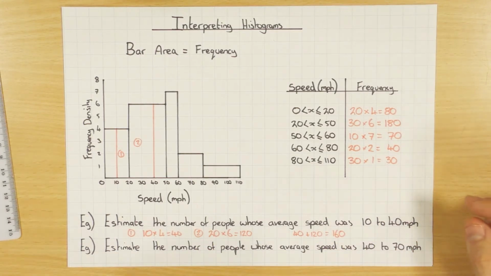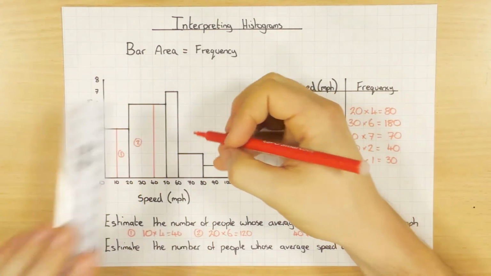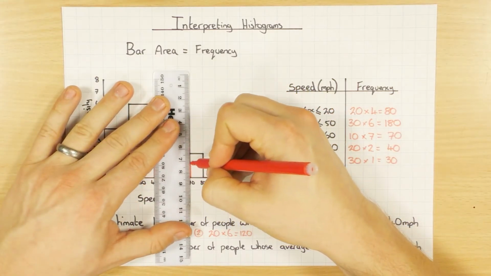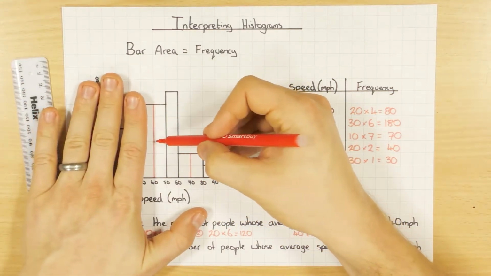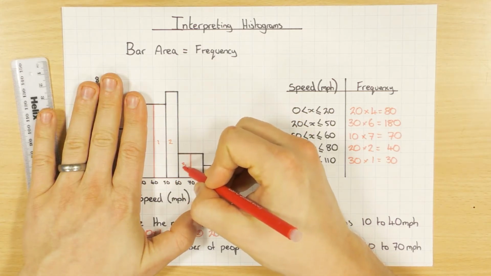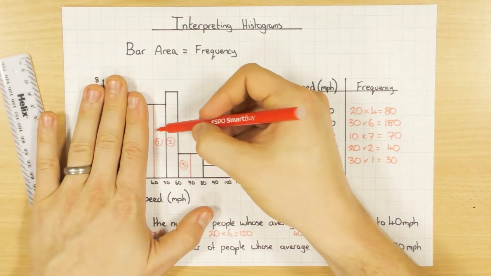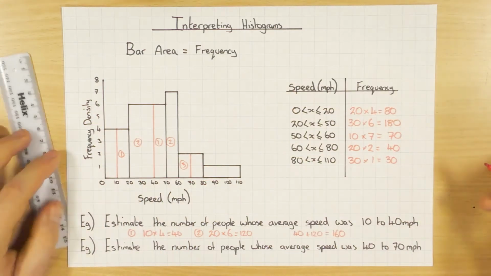Similarly with this one here, estimate the number of people whose average speed was between 40 and 70. So 40 is that line there again. And 70, so I'm just going to draw the 70 line on. And I want 1, 2, 3. Those sections there. So everything in between 40 and 70.